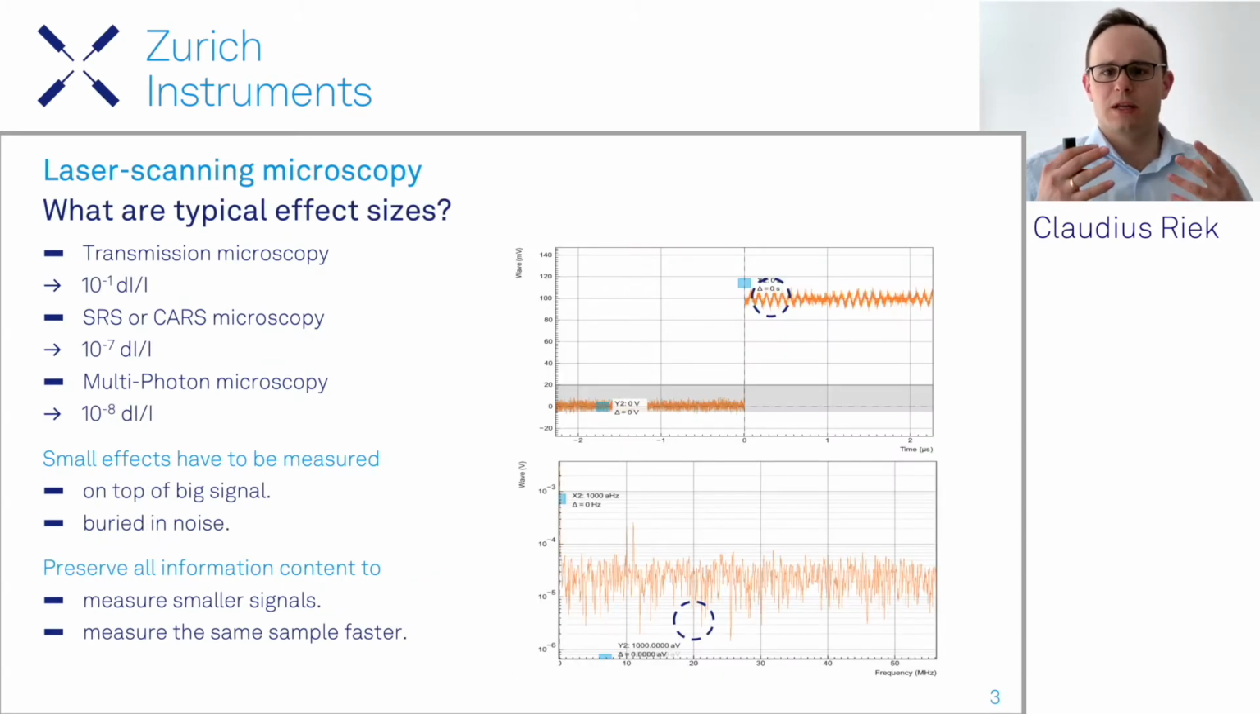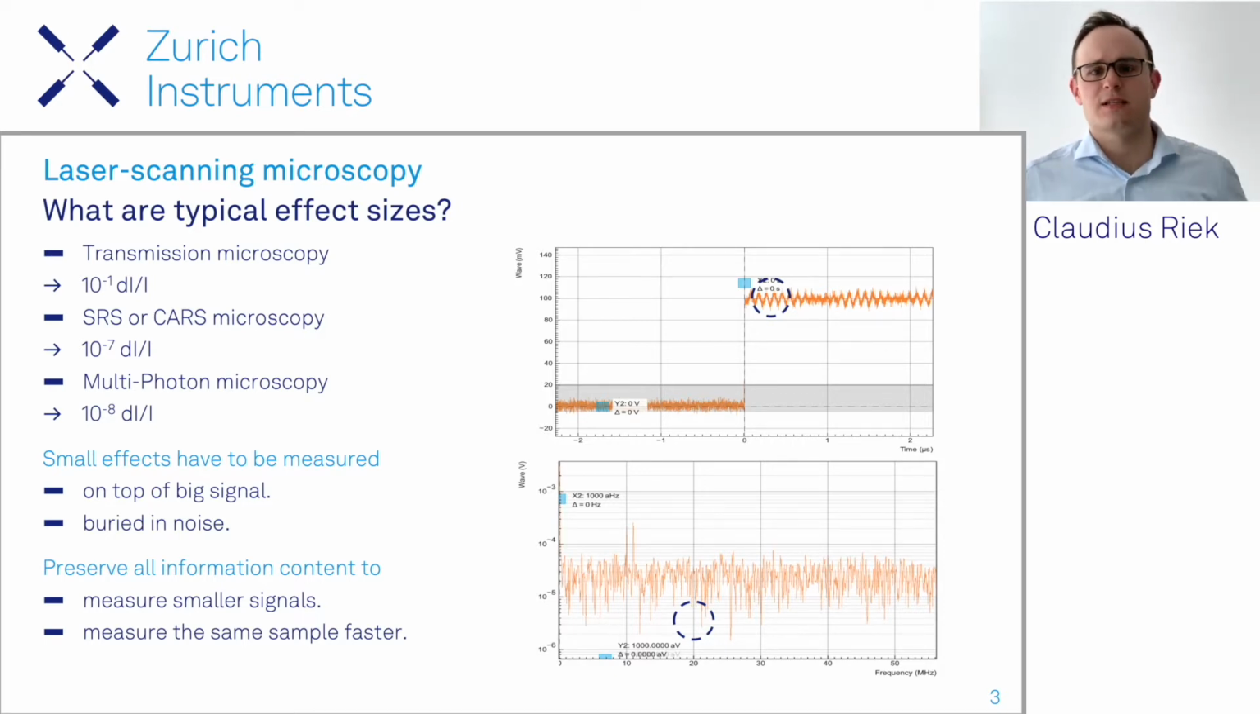What are the typical effects which we are measuring there? In transmission microscopy, we have fairly big effects, for example, 10 to the minus 1, 10 to the minus 2 in intensity changes. In nonlinear techniques like Raman techniques, SRS, CARS, or multi-photon, we often have much smaller effects like 10 to the minus 7, 10 to the minus 8, delta I over I, for example.